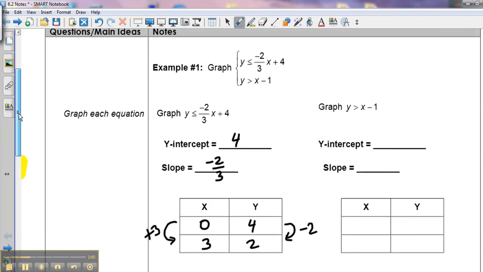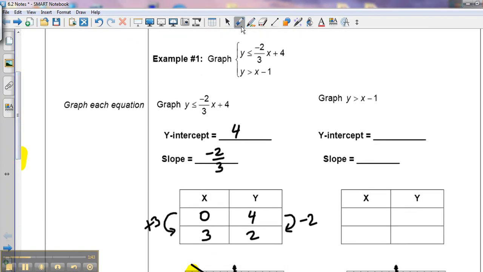All right, my second one, which is this one, has a y-intercept at -1 and a slope of 1/1. So I've got a point at (0, -1), and I'm going to do a change in y of +1 and a change in x of +1. So those are both the same.